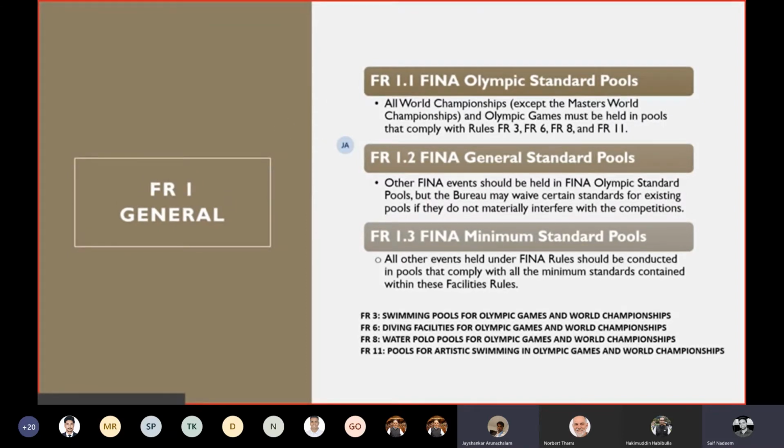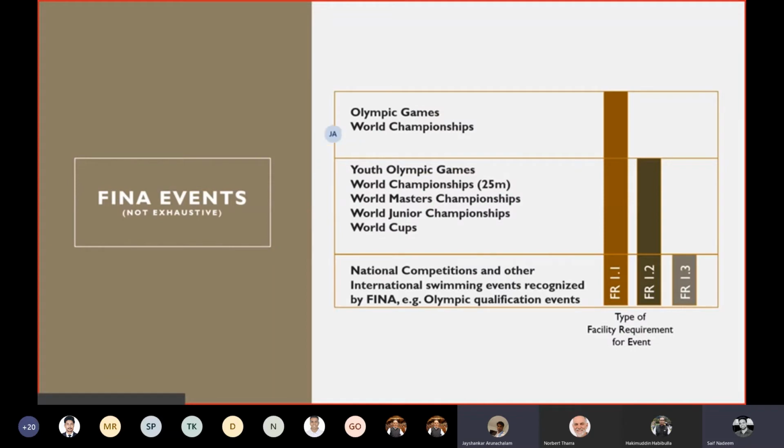It talks about three different types of pool: the Olympic standard pool, the general standard pool, and the minimum standard pool. If I go to the next slide, it will explain what exactly these pools are.